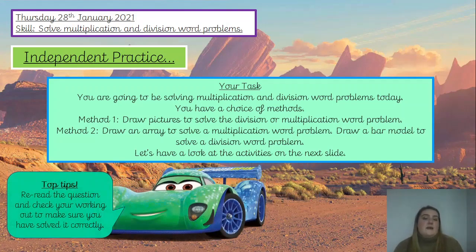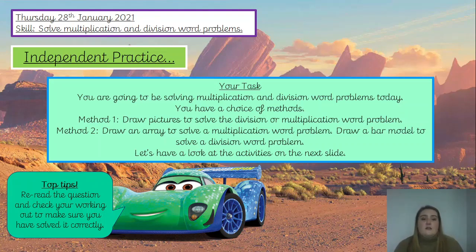So top tips then before you start this and before I go through your activities. You must reread the question, really make sure that you understand what the question is asking you to do before you start, otherwise you'll have to redo it because you're going to get in a bit of a muddle, okay? Check your working out and make sure you've solved it correctly.